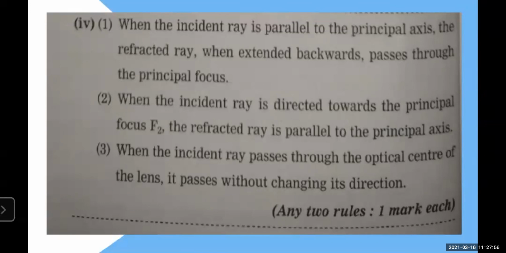And the third one, when the incident ray passes through the optical center, it is very simple. If your incident ray passes through the optical center, it passes without changing direction, meaning whatever path it goes on, it continues on the same path. So when the incident ray passes through the optical center of the lens, it passes without changing its direction; it goes straight, in the same direction.